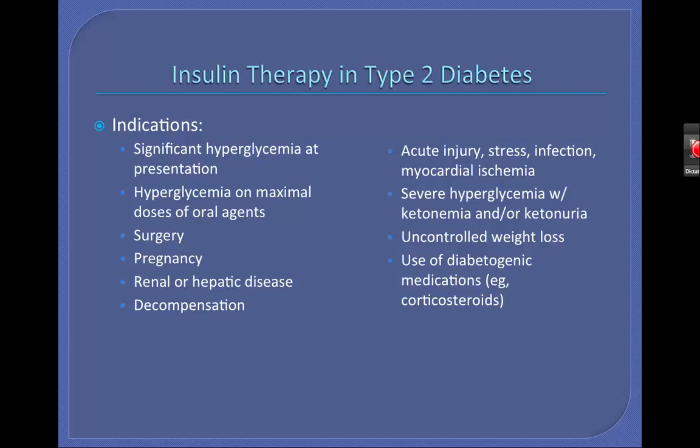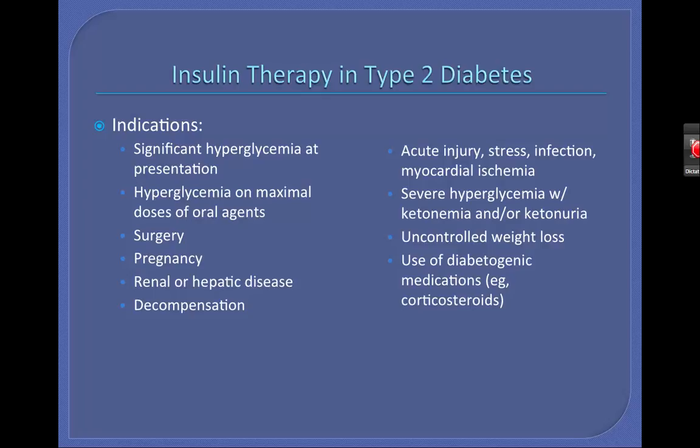Uncontrolled weight loss, use of medications that cause diabetes, like steroids. So with insulin, when you segue from oral agents to insulin or just insulin, the intensive glycemic control typically cannot be maintained with oral agents alone. So we have opportunities for improvement, and really we need to understand the failure to aggressively treat to achieve goals.